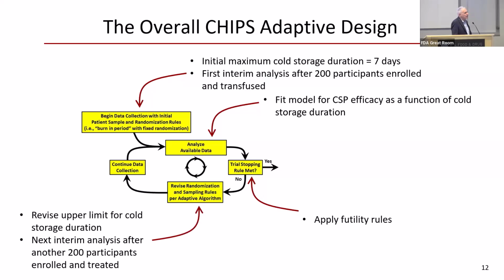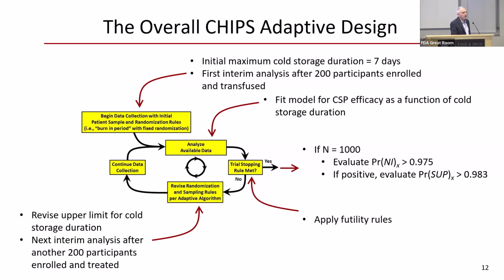And then we're going to apply those rules at each interim analysis to revise the maximum storage duration, with the hope that over time it will gradually increase, as in a duration-finding experiment, until we find the maximum storage duration that maintains non-inferiority. Once we get to 1,000, then we will find the longest storage duration in which the probability of non-inferiority is greater than 97.5%, and that will be the primary result of the trial. And if that is positive, we will also evaluate for superiority against the more stringent posterior probability cutoff.